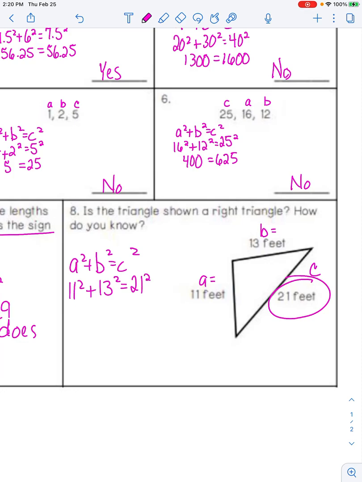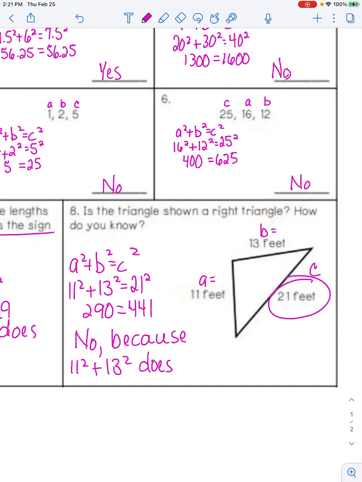Now let's type it in our calculator to test it. 11 squared plus 13 squared is 290. And then 21 squared is 441. So let's answer the question. Is the triangle shown a right triangle? No. Why not? Because 11 squared plus 13 squared does not equal 21 squared. In other words, it doesn't make the Pythagorean theorem true.